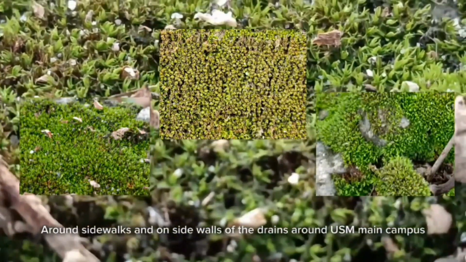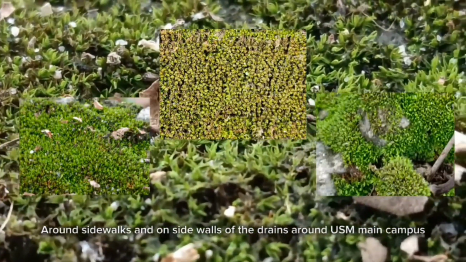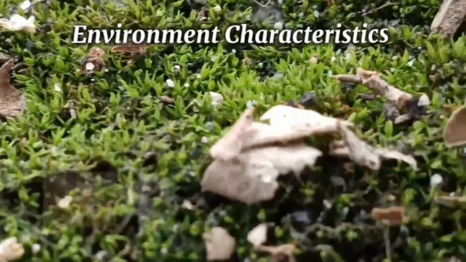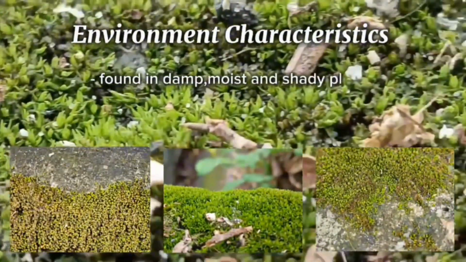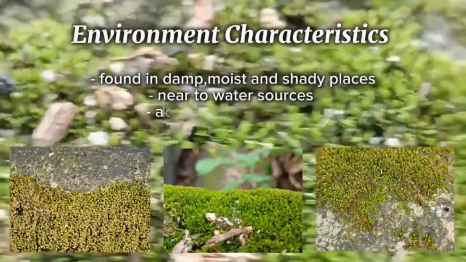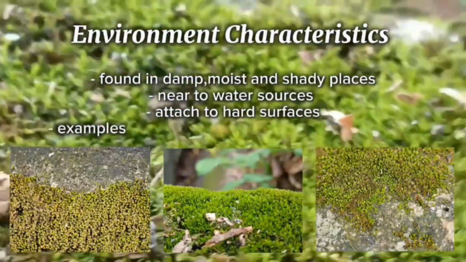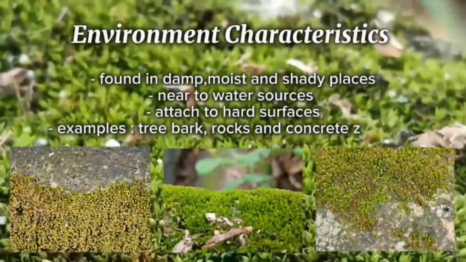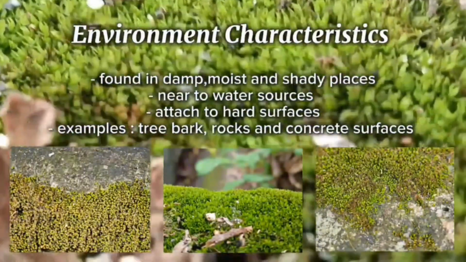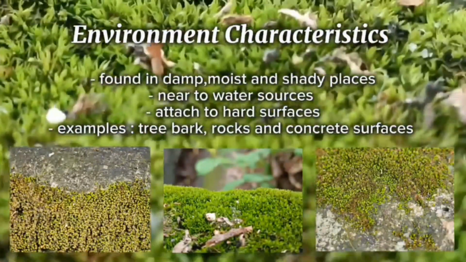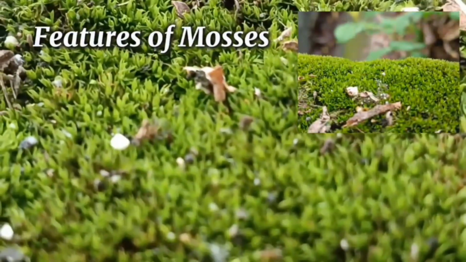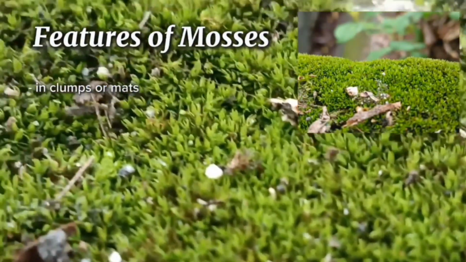These pictures were captured around the sidewalks and on the side wall of the drains around the USM main campus. Mosses are usually found in damp, moist, and shady places where there is less sunlight and nearer to any water sources. They usually attach to hard surfaces like tree bark, rocks, and concrete surfaces. If we look closely, mosses are usually present in clumps or mats.